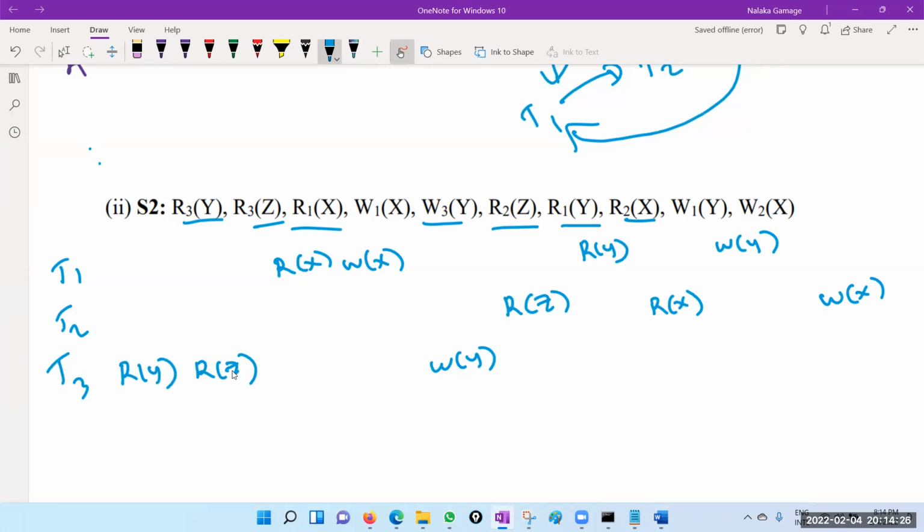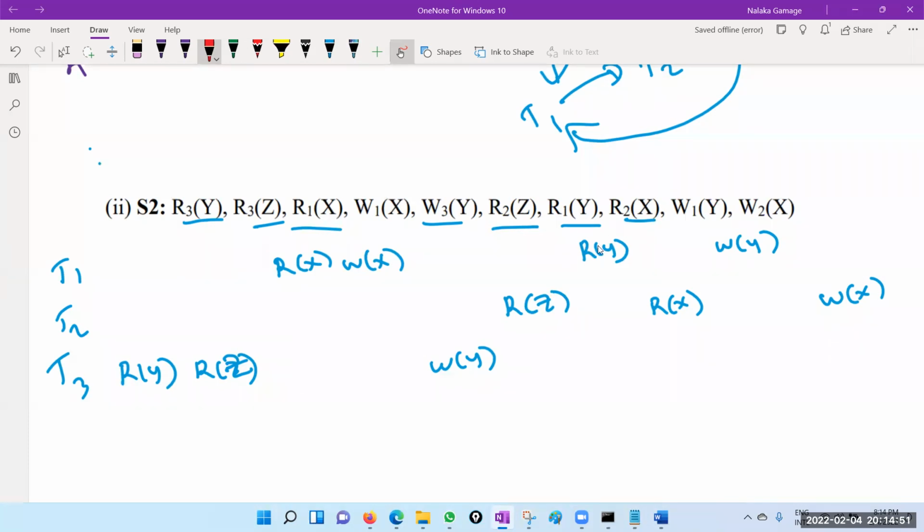This is read 2Z, read 3Z. Right. Y, Z, X, no issue yet. Again, Y from the same transaction. Z, it's okay because a read is not a conflict. Remember, read is not a conflict. No issue.